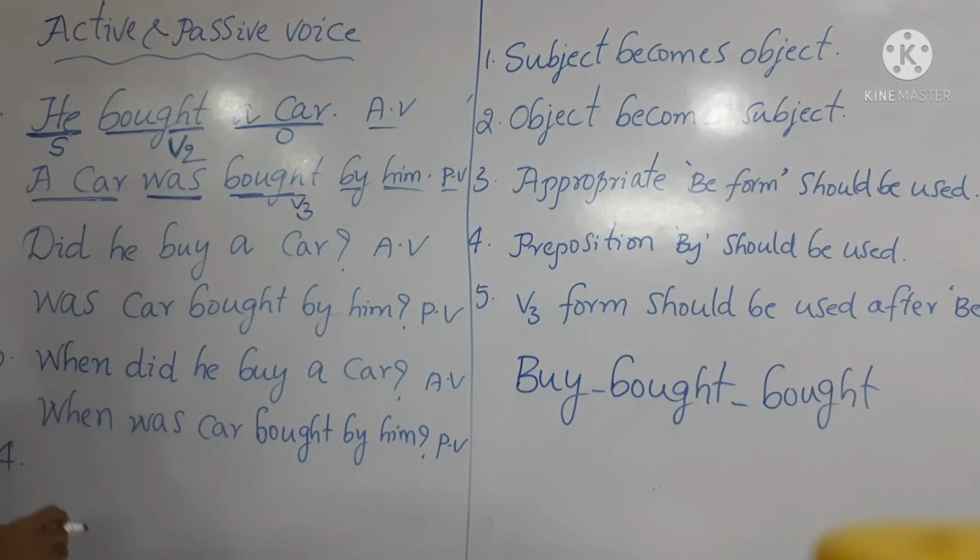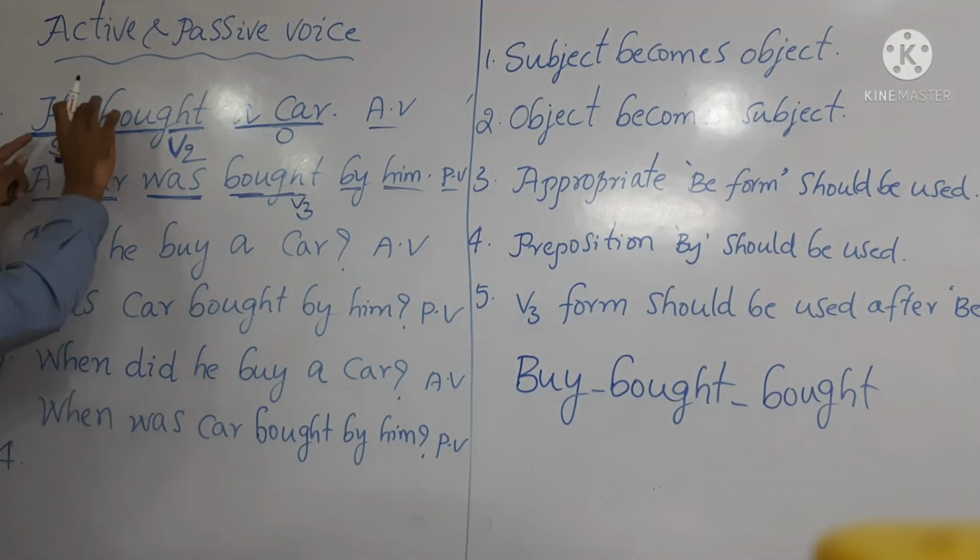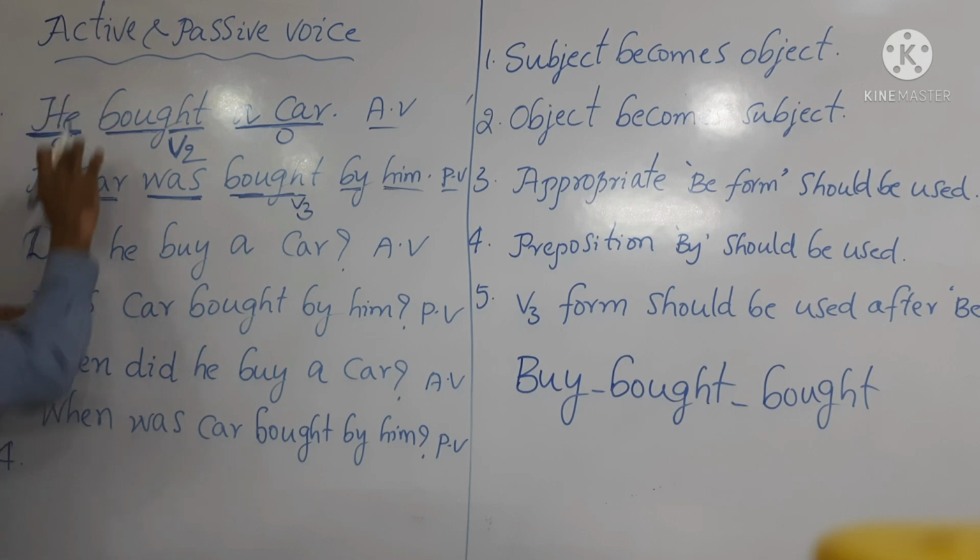Now let's see the next example. Did he buy a car? What is this sentence? Did he buy a car? So the first sentence and second sentence are not the same.